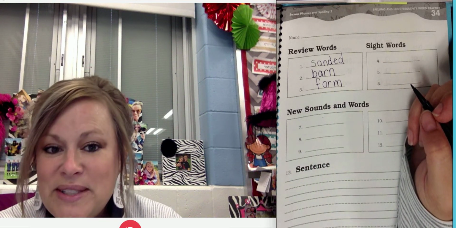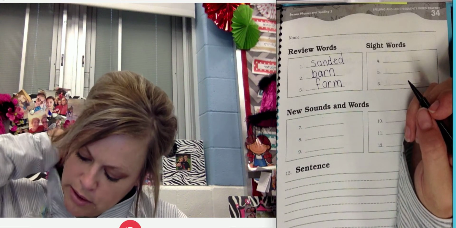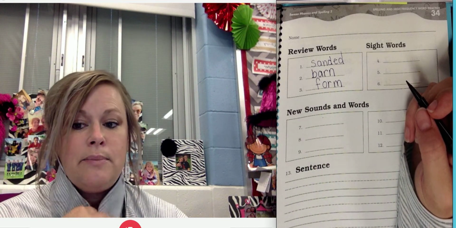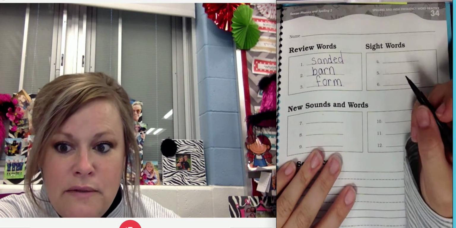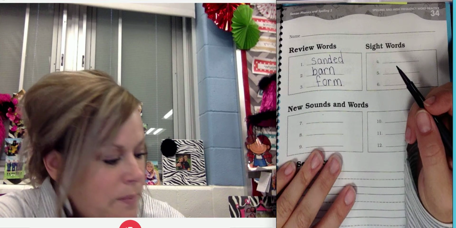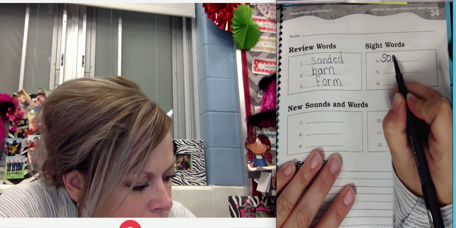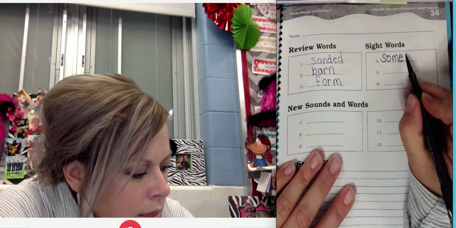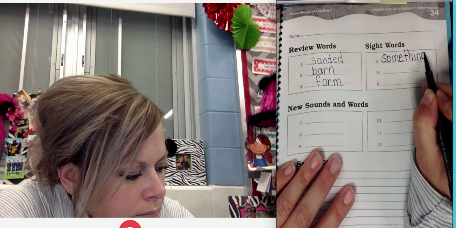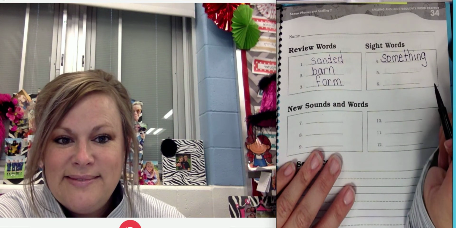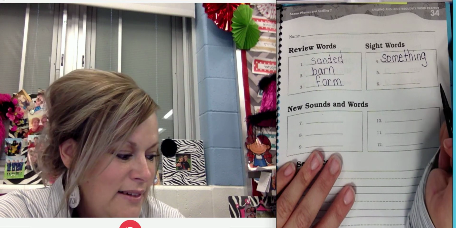Now we're going to go on to some sight words. Sight word number 4 is the word something. Spell some and spell thing. Put it together to make something. Go for it. See if you can beat me out there. Ready? Go. Check with mine. Did you beat me? I bet some of you did.